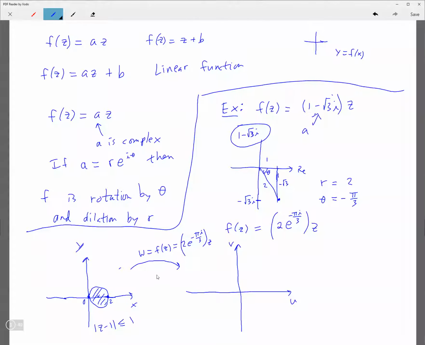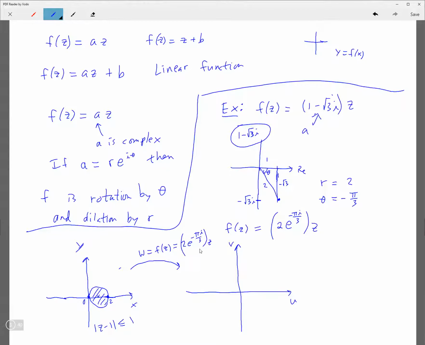Well, what's going to happen is this 2 right here is going to double everything. So this 2 right here will go to 4. This 0 will stay where it is, because if you multiply the 0 by 2, you're still going to get 0. And these points right here are also going to expand out, double. So anything is going to double in size.